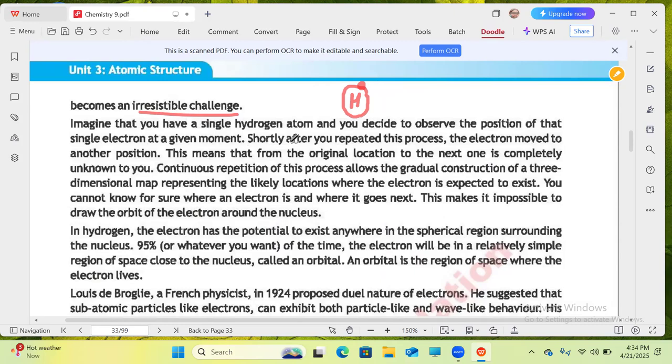Shortly after you repeated this process, the electron moved to another position. This electron can move to another position of a shell. This means that the move from the original location to the next one is completely unknown to you. We have no idea about its exact location. So continuous repetition of this process allows the gradual construction of a three-dimensional map representing the likely location where the electron is expected to exist.